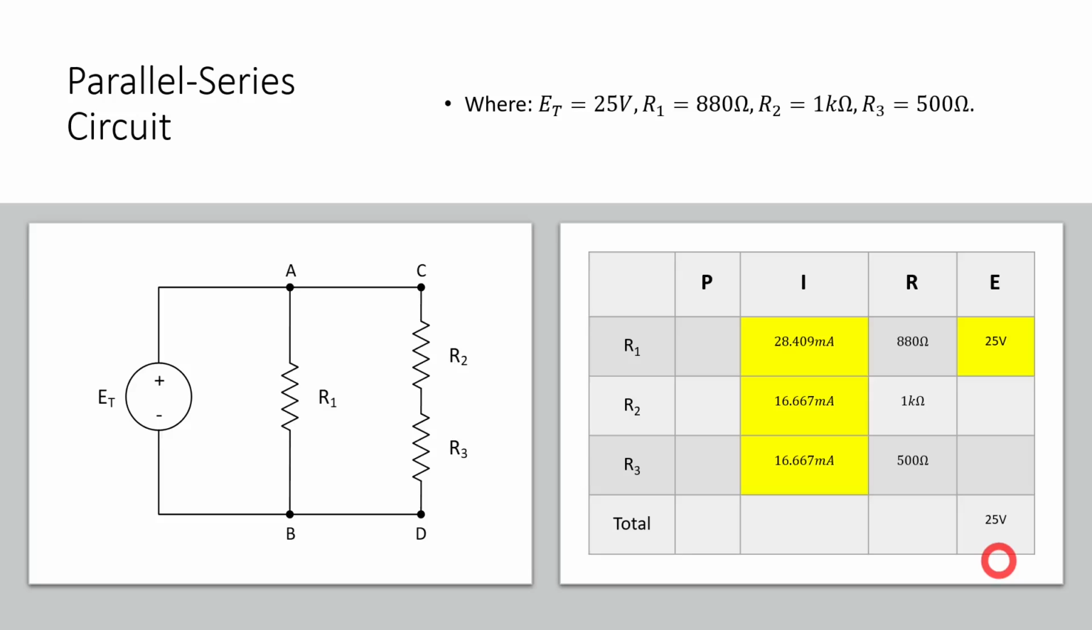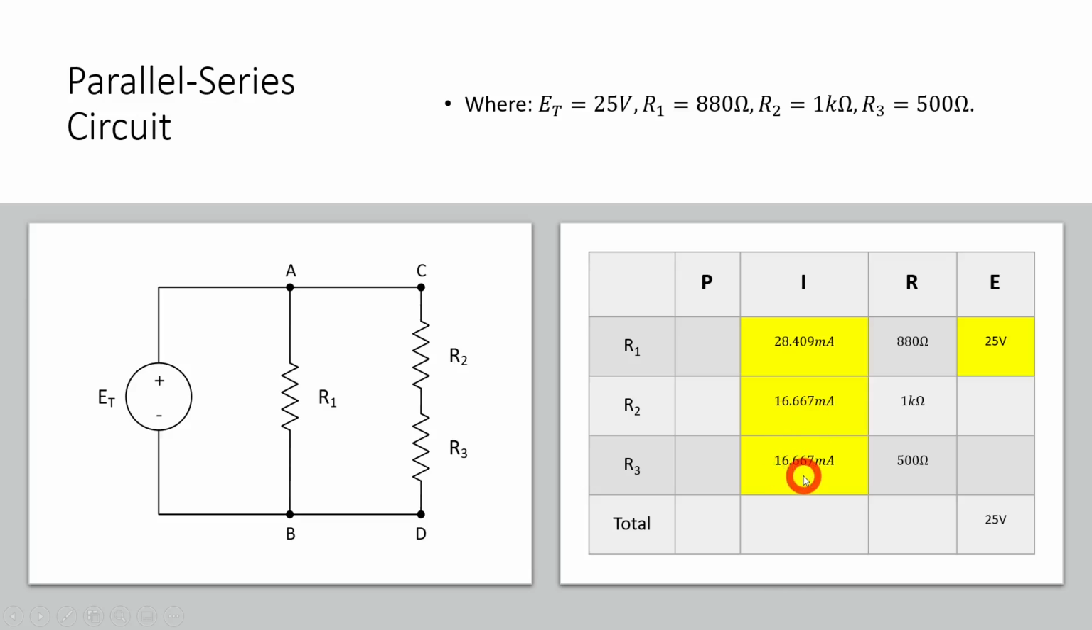And then working on our worksheet, we're just going to go ahead and start filling these out. So the numbers that aren't highlighted here are just our givens, the 25, 880, 1K, and 500 ohms, okay? And then the ones highlighted in yellow are the ones we just solved for, okay? So this was the current through branch 2, and since it's a series circuit, current is common, so that same current goes through both of those resistors.